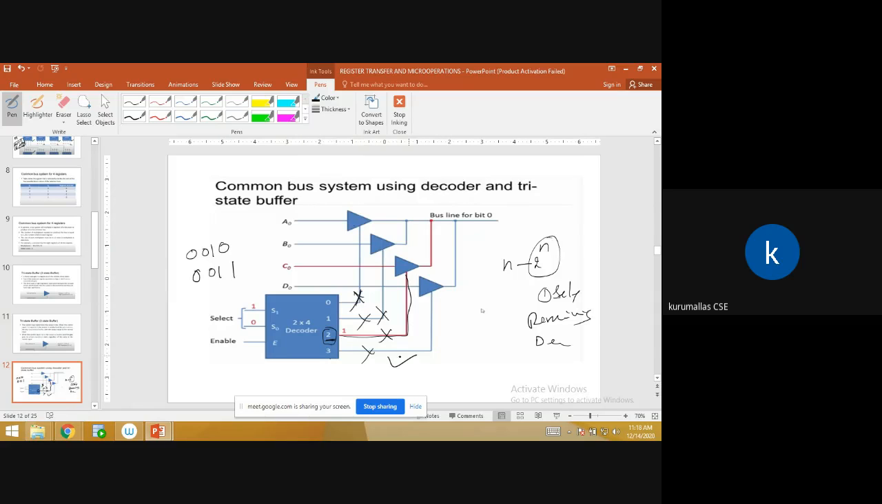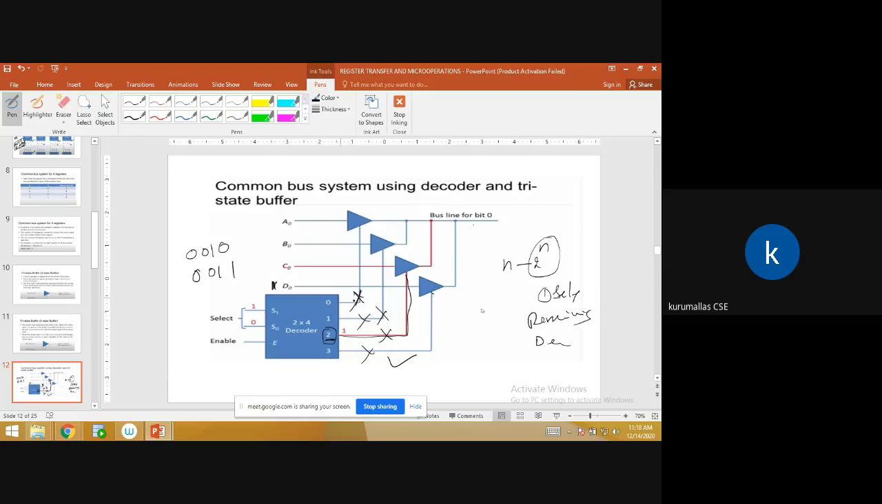So 1 1, this is the line. This is the input. The output of this decoder is acting as input to the tri-state buffer, right? Whatever you give here, that is sent to the bus line for bit 0, right? So if you give 0 0 1 1, this line is selected. So suppose D naught is 1, then 1 is sent to this bus line.